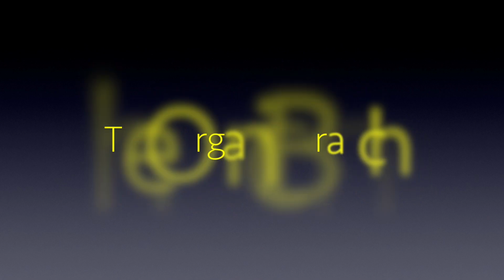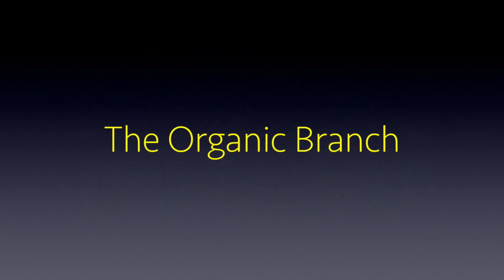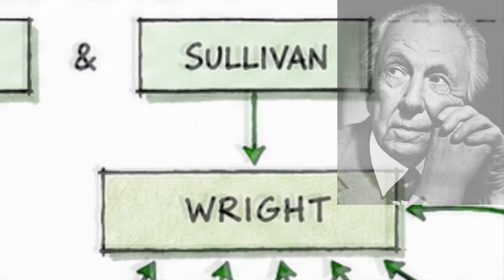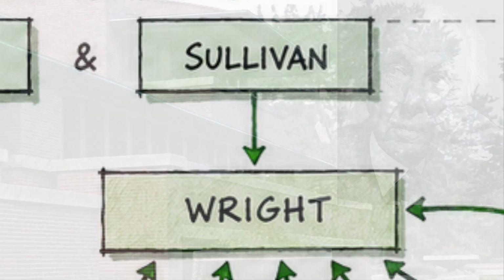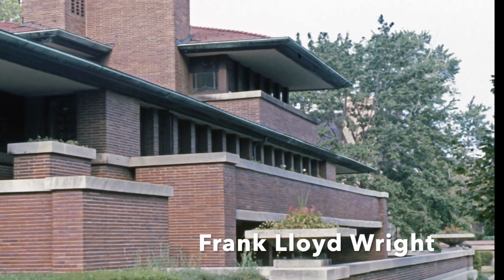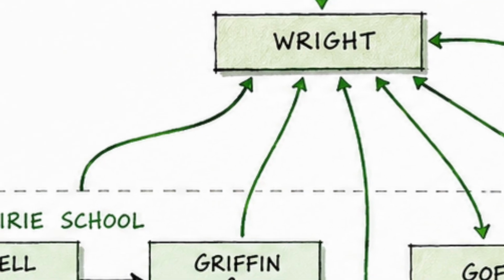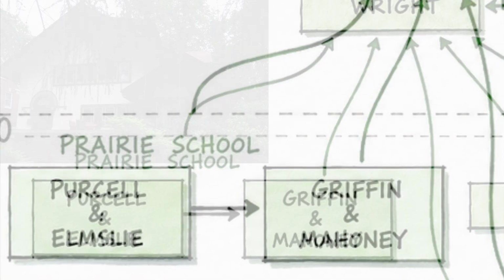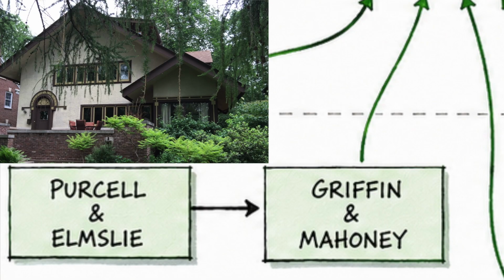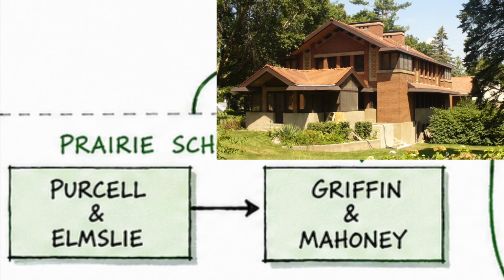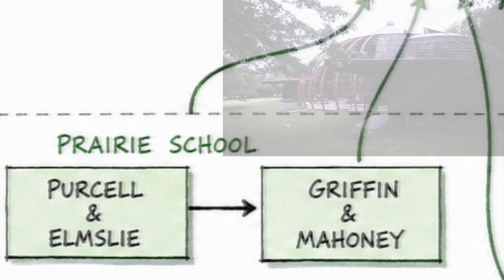From here, the tree branches in two directions, organic on one side and the international school on the other. Frank Lloyd Wright, a graduate of Louis Sullivan's Chicago office, advanced the concept of organic architecture and the Prairie School. Sullivan begat Wright, and Wright begat a plethora of like-minded architects. There was the Minneapolis partnership of Purcell and Elmslie. Also the team of Walter Burley Griffin and Marion Mahony, both Wright alumni.